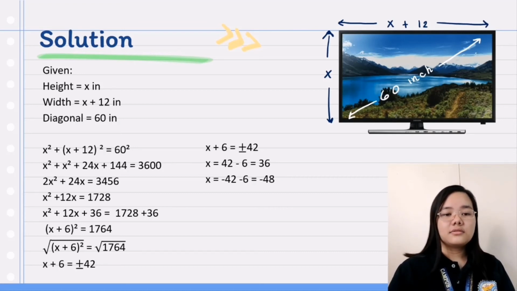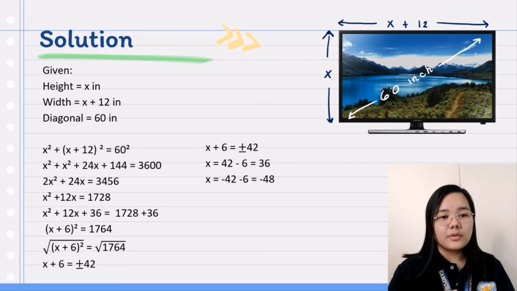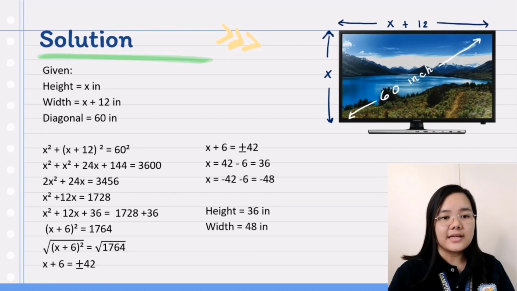Since what we are looking for is a distance, and distance cannot be negative, we will use the positive one. So our height is 36 inches and our width is 36 plus 12, which is 48. So our dimensions now are 36 inches by 48 inches.